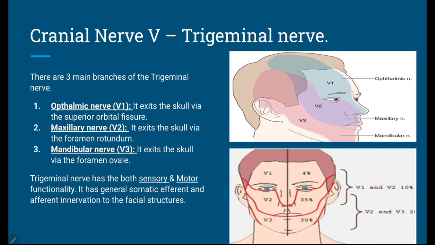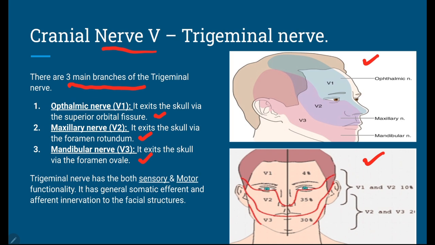Let's start with the trigeminal nerve, which is the cranial nerve number 5. In these two pictures, you will see the distribution of the trigeminal nerve. So in this nerve, we have three main branches. The first one is the ophthalmic branch, or the ophthalmic nerve, which is the V1. We have the maxillary nerve, V2, and we have the mandibular nerve, which is V3.